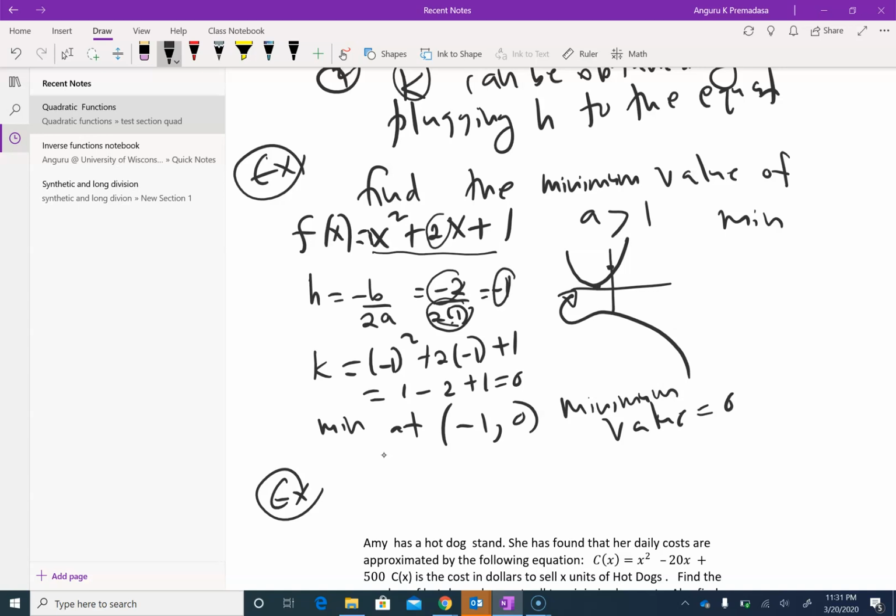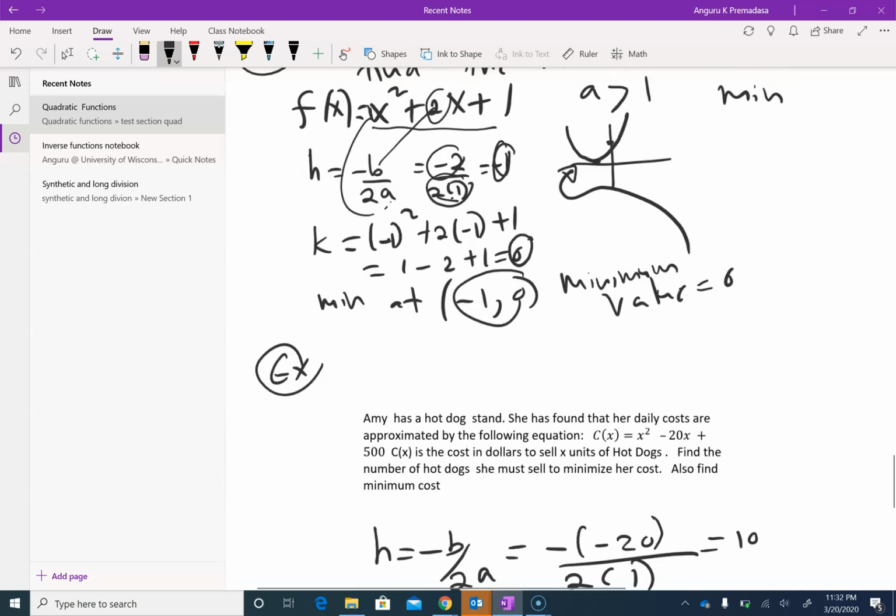So right away, a is 1 and b is 2. You put b equals 2 and a equals 1, and you get negative 1. If you want to find the k, you just take that negative 1 and plug it in: negative 1 squared plus 2 times negative 1 plus 1. When you simplify that, you get 1 minus 2 plus 1, which is 0. So this is the y coordinate of the minimum, and negative 1 is the x coordinate. So the minimum happens at (negative 1, 0), and that's how we find it.